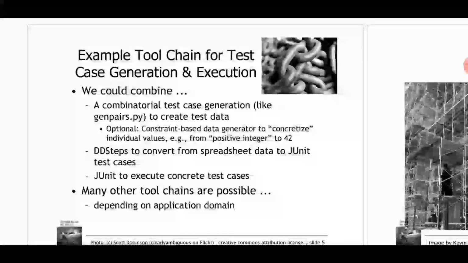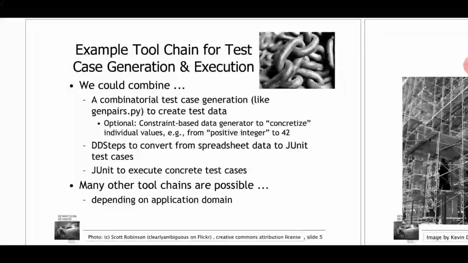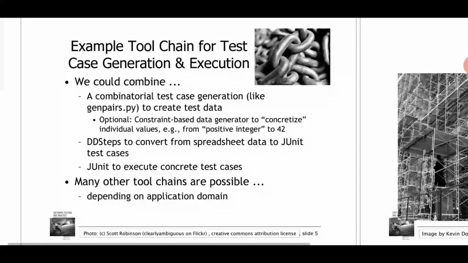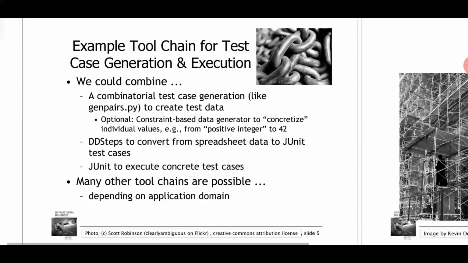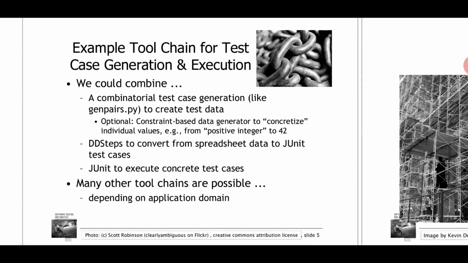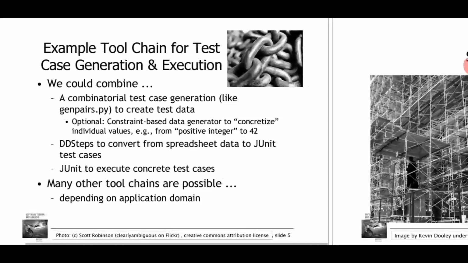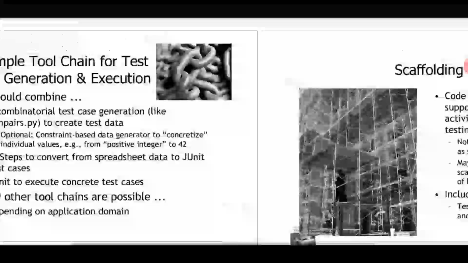So some tools have been used here. Instead of using spreadsheet data, they convert the spreadsheet data to JUnit test cases so that they are executed in JUnit. JUnit executes the concrete test cases. These are different methods. Many other tool chains are possible depending on the application. These are some examples of test case generation and execution.